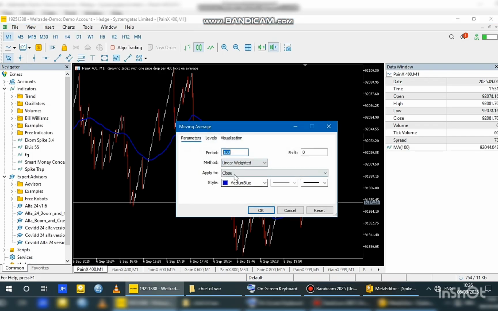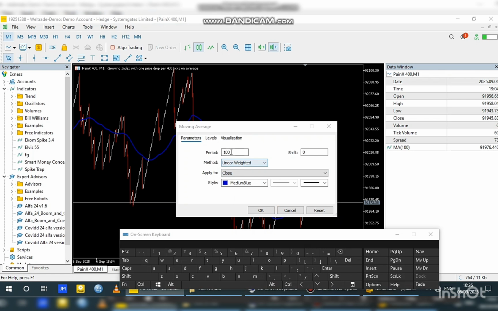Here we'll input 50, and we'll change our color to gold or yellow. The same settings as for the first indicator. So we'll have our trend.